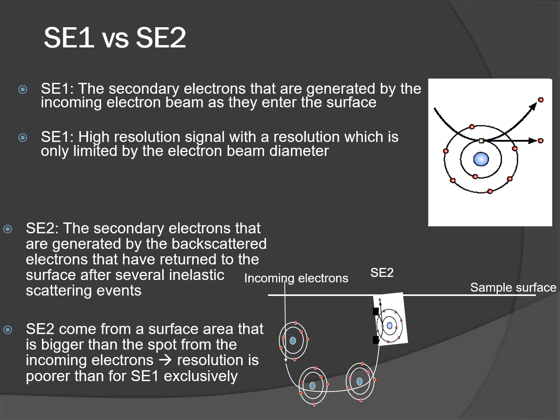Secondary 1 are the secondary electrons that are generated by the incoming electron beam as they enter the surface. This is a high resolution signal, with a resolution only limited by the electron beam diameter. Secondary 2 are the secondary electrons that are generated by the backscattered electrons that have returned to the surface after several inelastic scattering events. These secondary 2 electrons come from a surface area that is bigger than the spot from the incoming electrons. The resolution is poorer than that of the secondary 1 electrons exclusively.